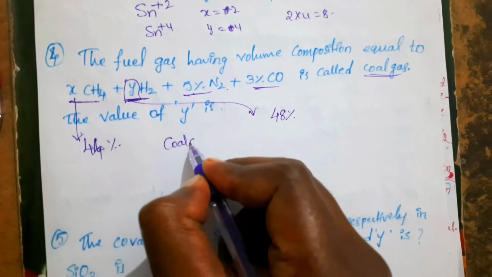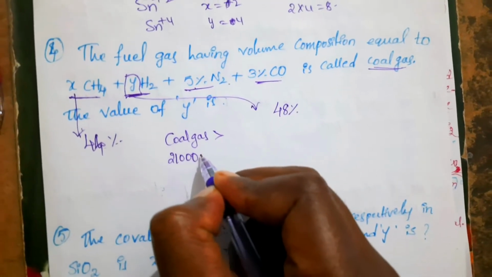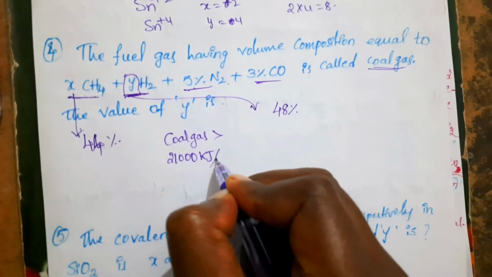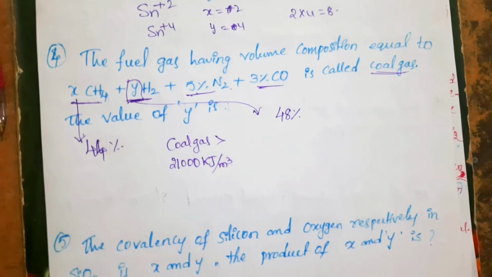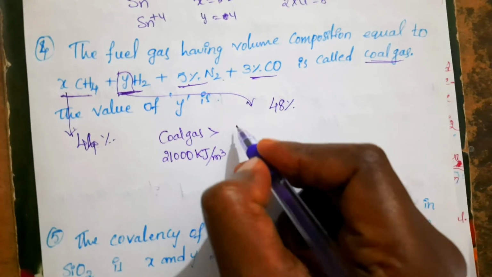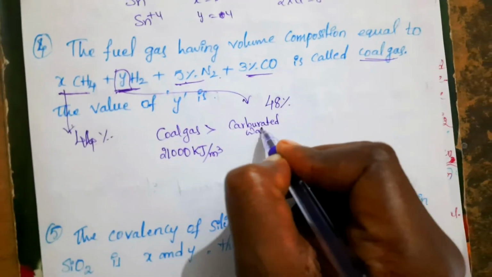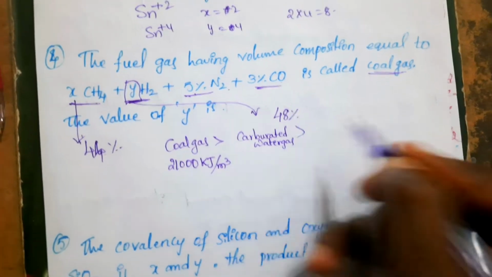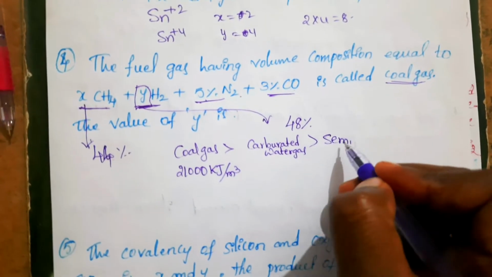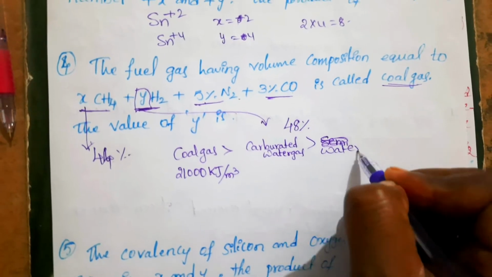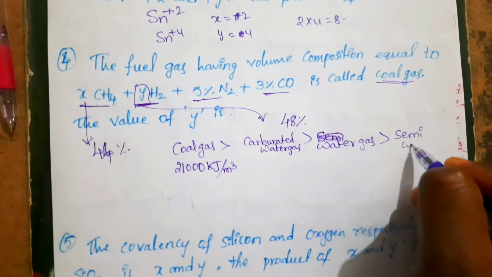The coal gas is the best fuel, which has the high calorific value, 21,000 kilojoules per meter cube, when compared to the other gases, that is carbureted water gas, water gas and semi-water gas. This is the order of their calorific value.